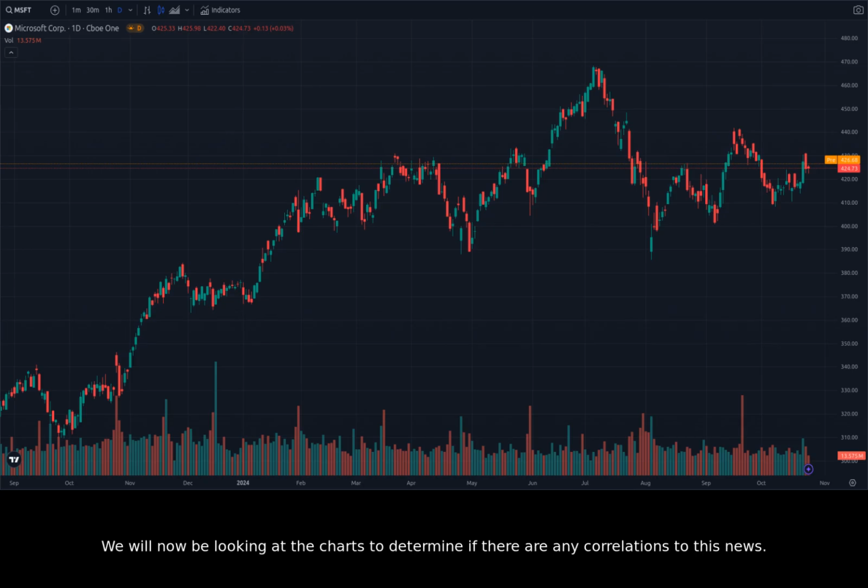We will now be looking at the charts to determine if there are any correlations to this news. Our first scene will be the daily chart, giving us a broad perspective on MSFT's recent performance. Let's start by looking at the overall trend. The daily chart shows Microsoft is currently in an upward trend, having recovered from a recent dip.